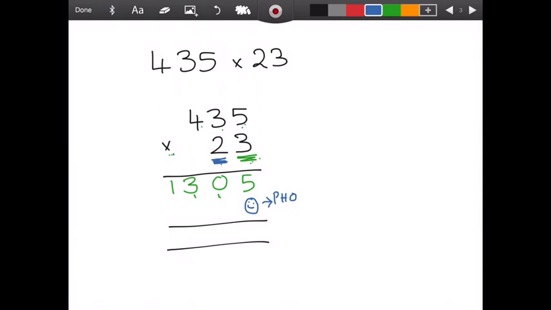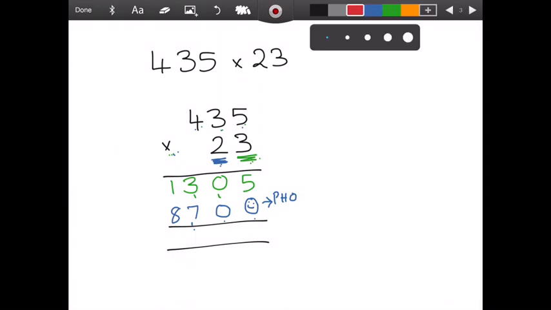Okay, we're ready to go. 5 times 2 is 10. Now when we put it into the grid, you'll hopefully see that that's actually showing us 100. And that's why the placeholder 0 is important. Because what we're actually writing here is 5 times 20, which we know is 100. Moving on to the next part, we've got 3 times 2. And 3 times 2 is 6, add the 1 is 7. And finally, 4 times 2 is 8.